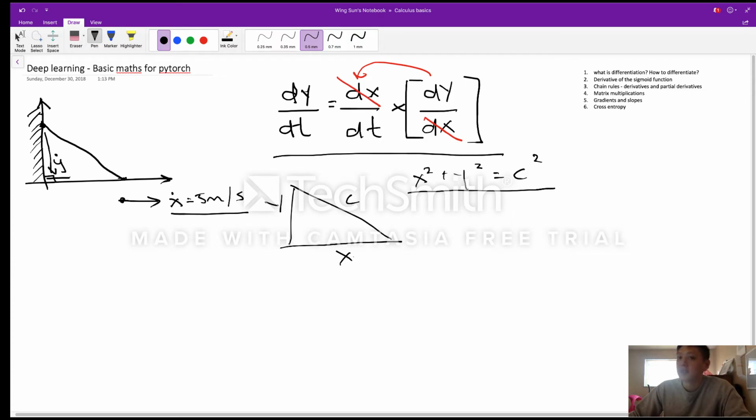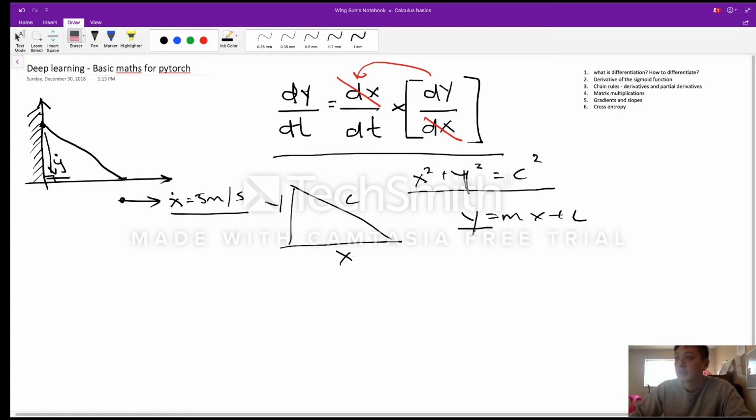Okay, one is explicit, one is implicit. Now what we're dealing with here is an implicit equation, which means that it doesn't tell you what y or x equals to. An example of an explicit formula would be y equals mx plus c, because I'm explicitly telling you that this variable y is equal to mx plus c. But here, because we have x squared plus y squared equals c squared, I'm not really telling you what x and what y is.